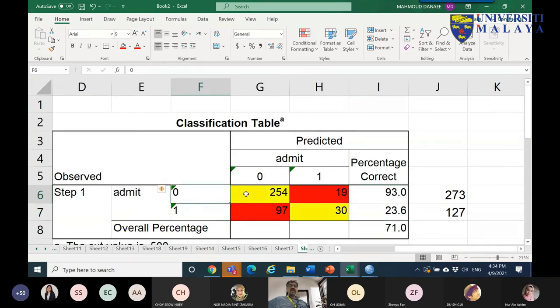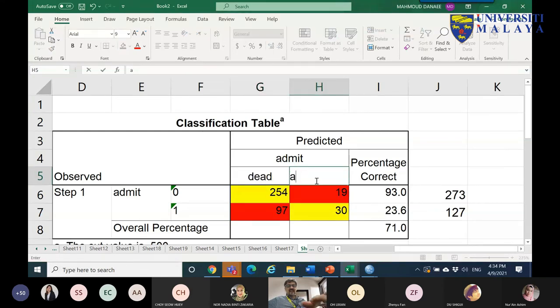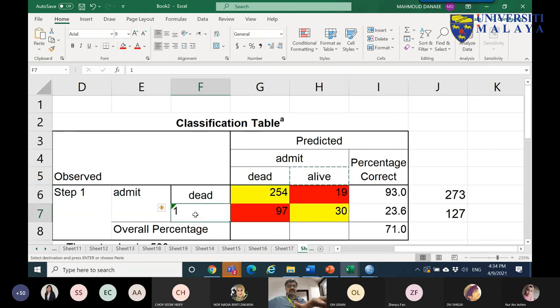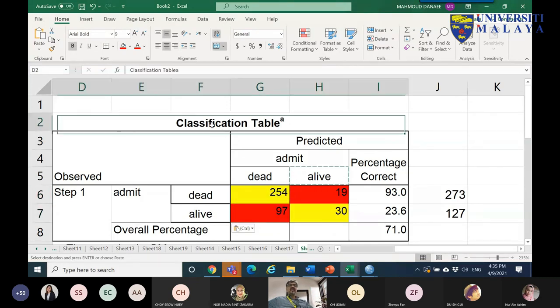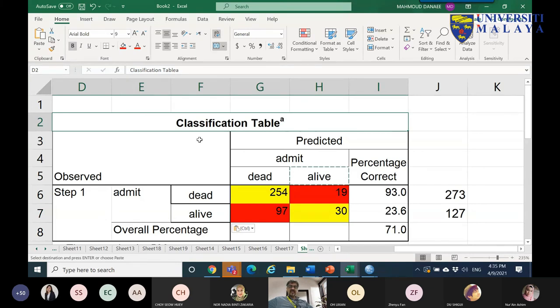Suppose that this is dead and this is alive. So the total number of people who are dead is 273. The model that I created was able to predict correctly by 93% the probability of death. But the probability of survival, which is 30, was terrible. Why? Because out of 127 people alive, the model predicted 97 of them as dead. This is misclassification. So this is a very important table in the interpretation of logistic regression results.